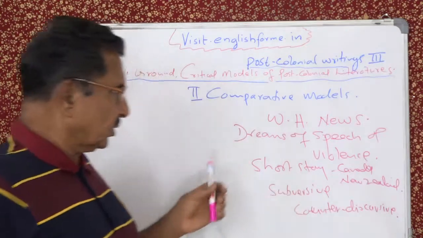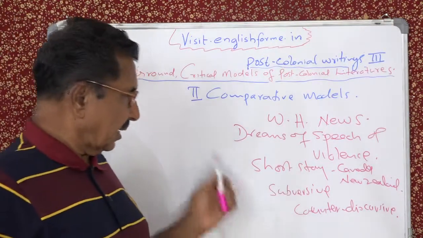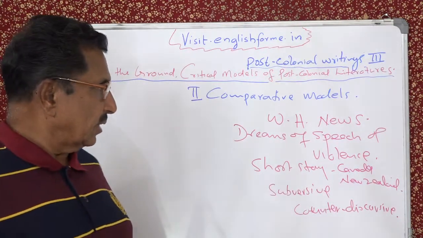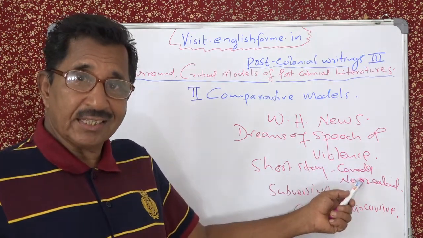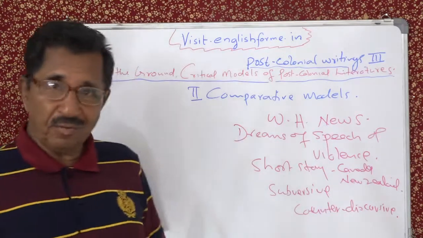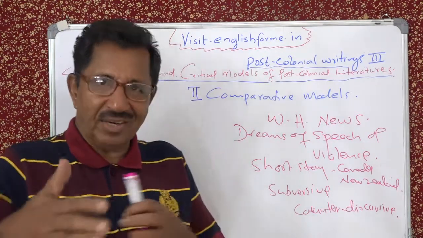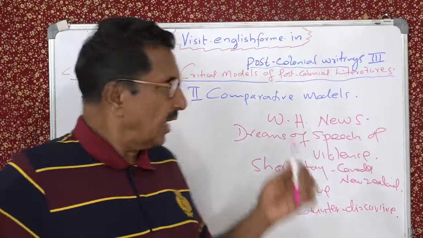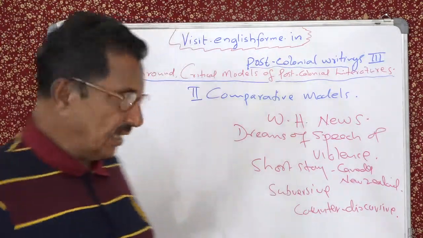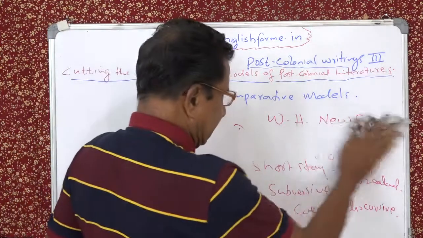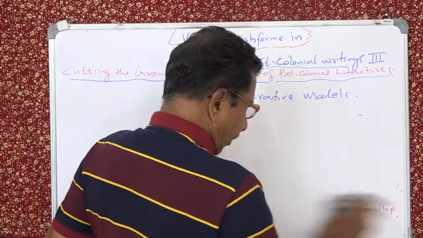So W.H. News compares these things. But it's Dreams of Speech and Violence. Did you see that? Violence, when do you commit violence? When you want to separate. So the title itself, like J.P. Mathew's title, Tradition in Exile, emphasizes the imperial connection. So both of these you can say are white models.